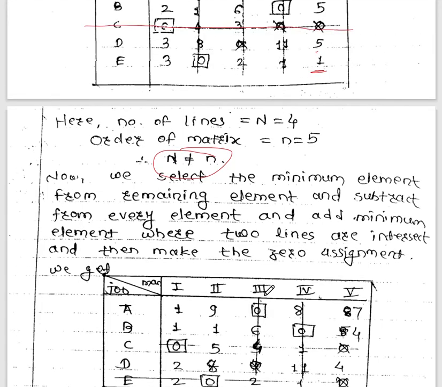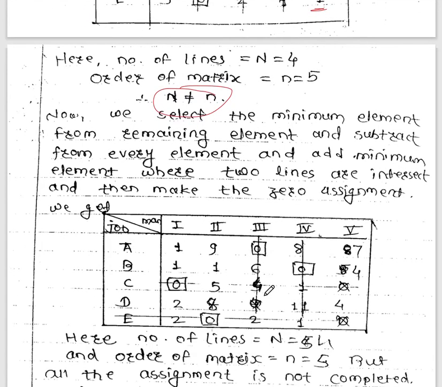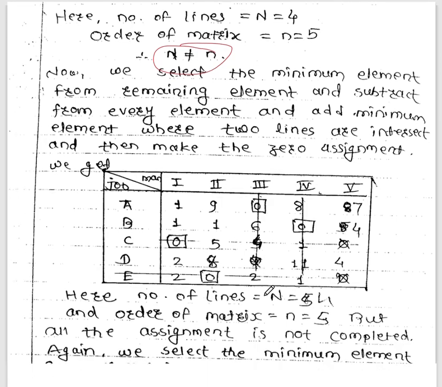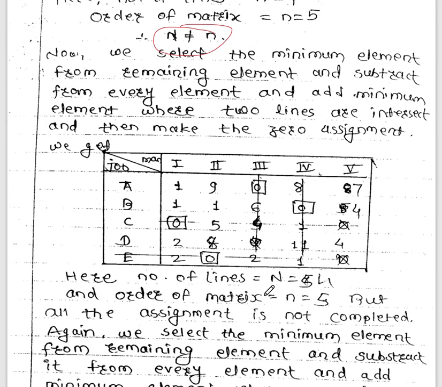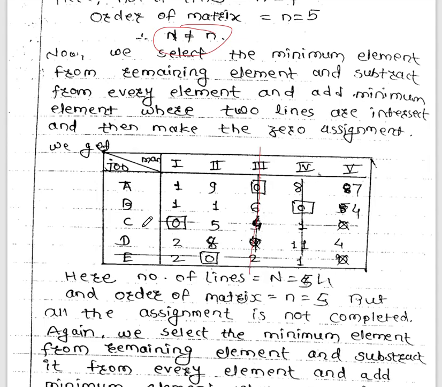In this way you have to use the next step. Okay, now we will make the zero assignment in each row. Select the first row, there is only one zero, so we can make a zero assignment and cross the column. In the second row there is a zero, so we make a zero assignment and cross the column. In the third row there are two zeros, so we skip row number 3. In the fourth row there is no zero, so we skip that. In the fifth row there is one zero.